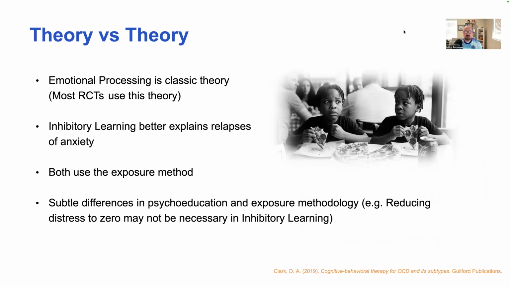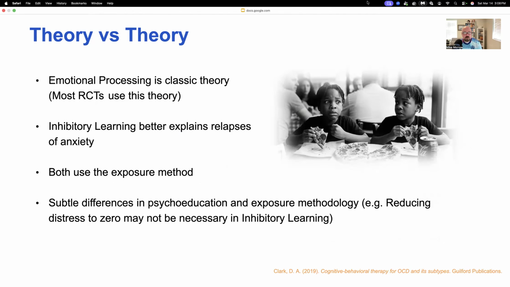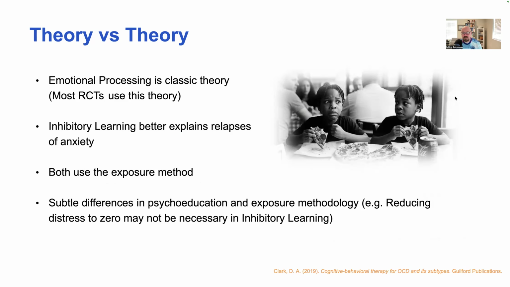So, what does it mean? Theory versus theory. Emotional processing theory is the classic theory. Most RCTs use this theory around exposure and response prevention. When we see that exposure and response prevention has a lot of randomized control trials showing it is very effective for OCD, well, pretty effective for OCD. There's some controversy around how effective, but ultimately, it's one of the most effective, at least for OCD.